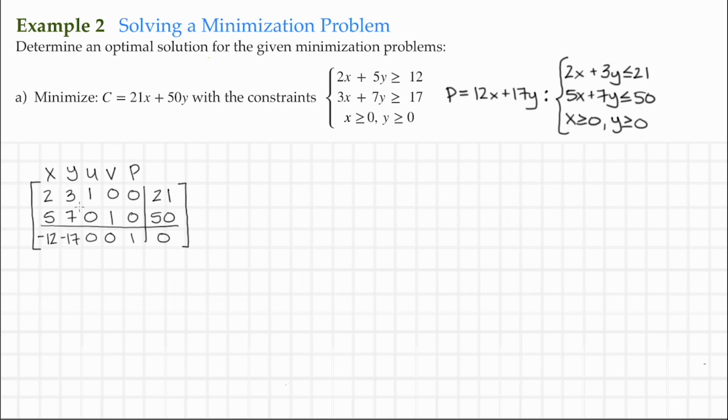So then our pivot row, we take the values in there and divide it into the constants here. So 21 divided by 3, that's 7. And then 50 divided by 7, well, that's around 7.1. So 3 will be our pivot value. So then we could start off with 1/3 of row 1.